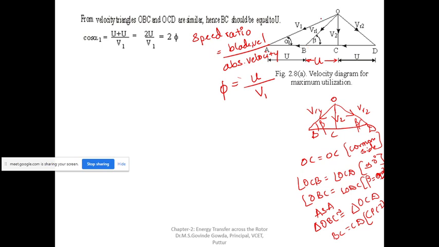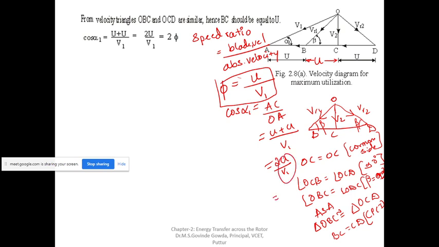Now considering this triangle, what can I say here? Cos alpha 1 is given by AC by OA, correct? AC equals U plus U, OA equals V1. So U plus U becomes 2U by V1. As I already defined, U by V1 is nothing but phi. Is this clear? Yes, sir.